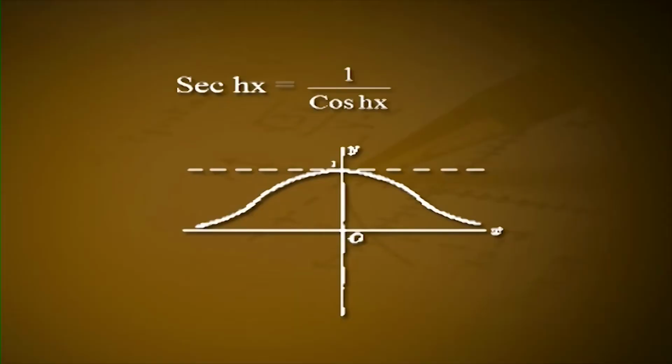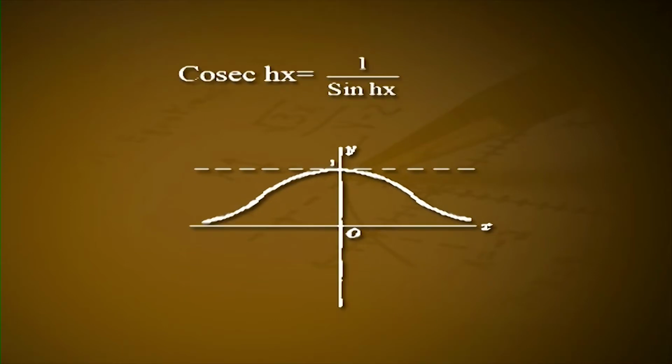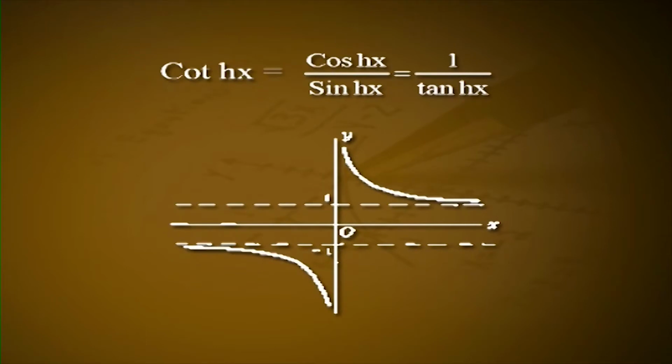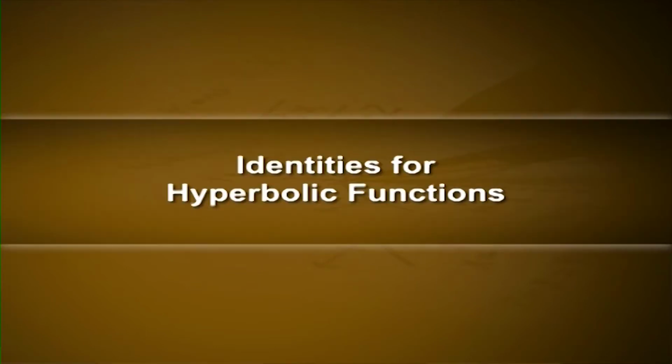Other hyperbolic functions and their graphs are given below. Sech x is equal to 1 by cosh x, cosech x is equal to 1 by sinh x, coth x is equal to cosh x by sinh x, which is equal to 1 by tanh x.